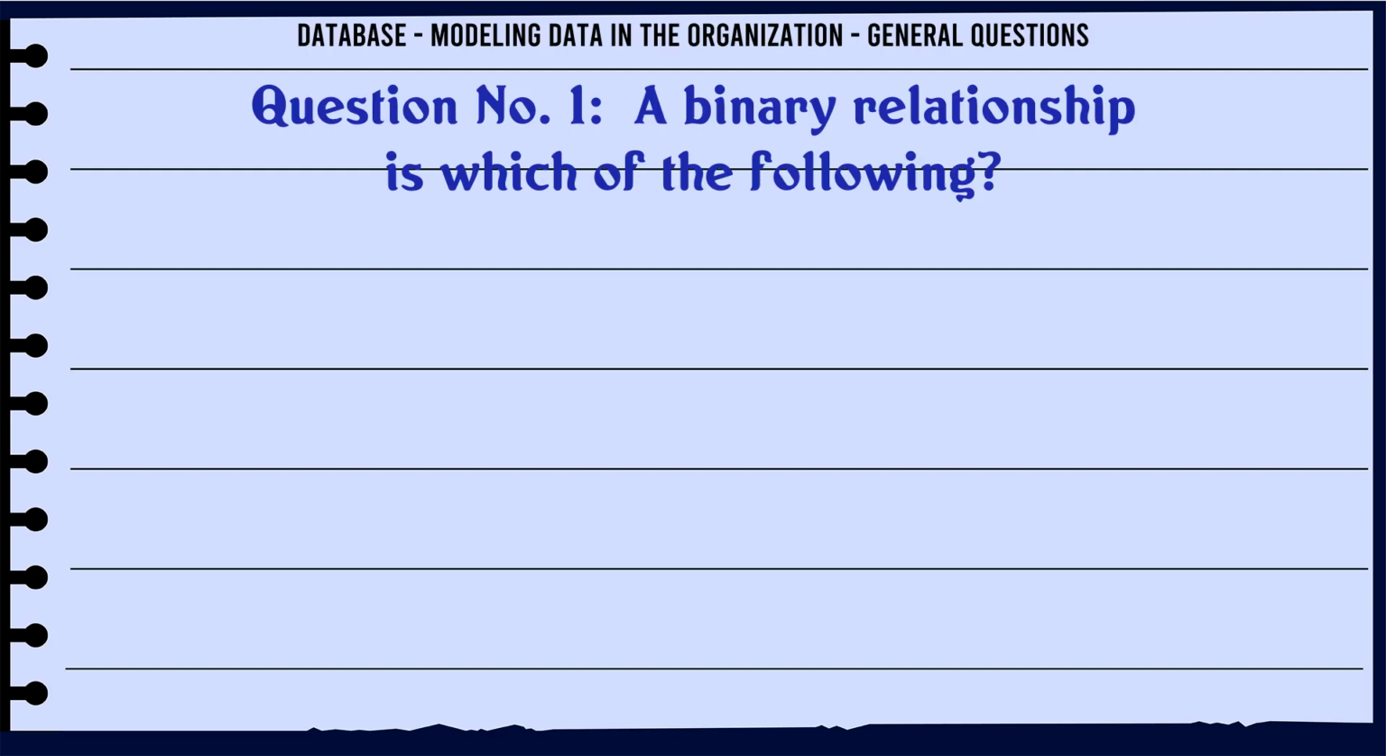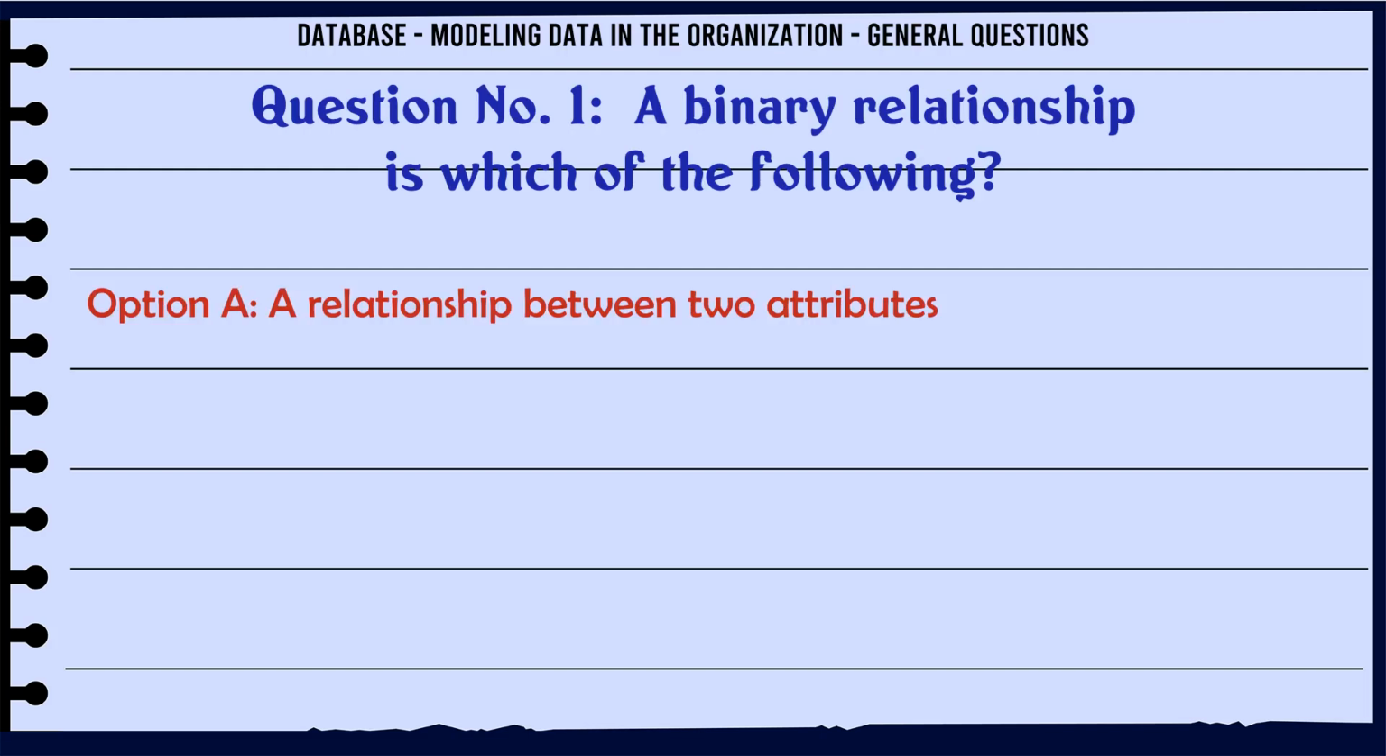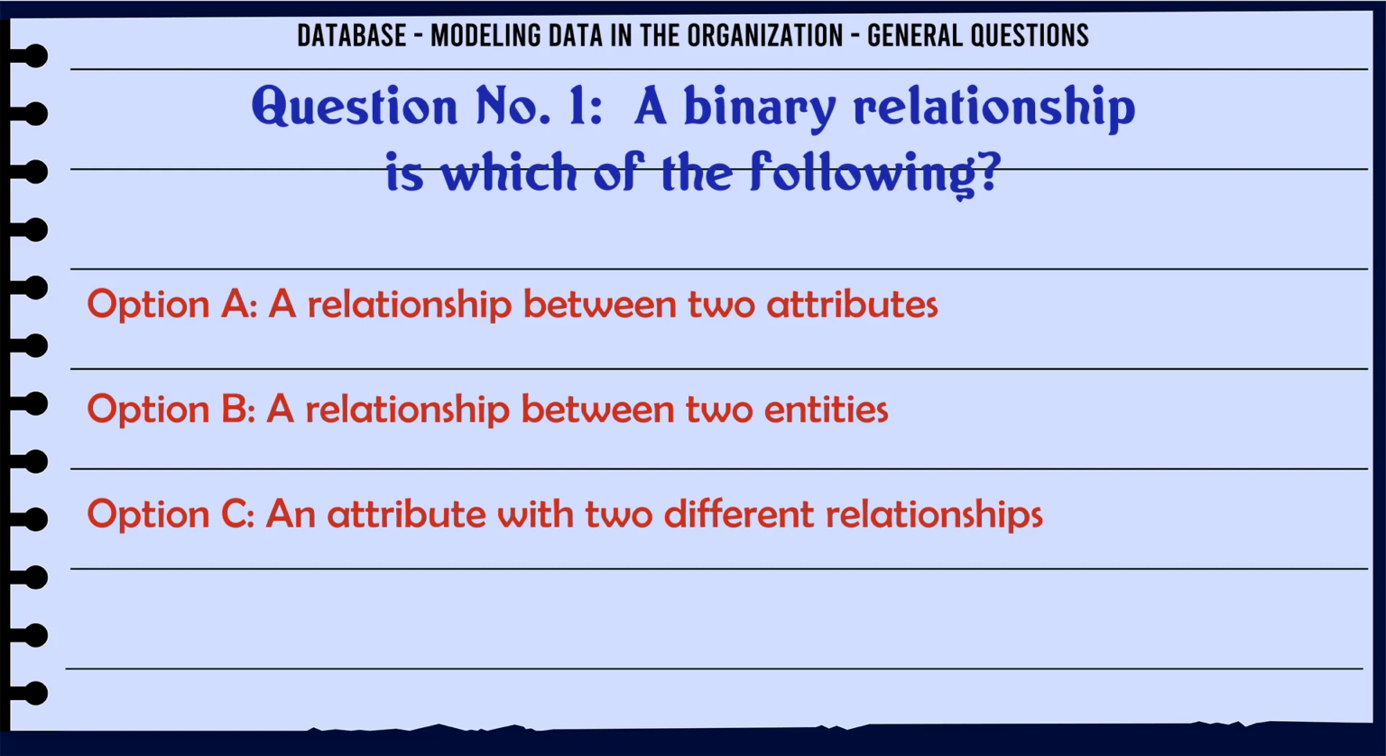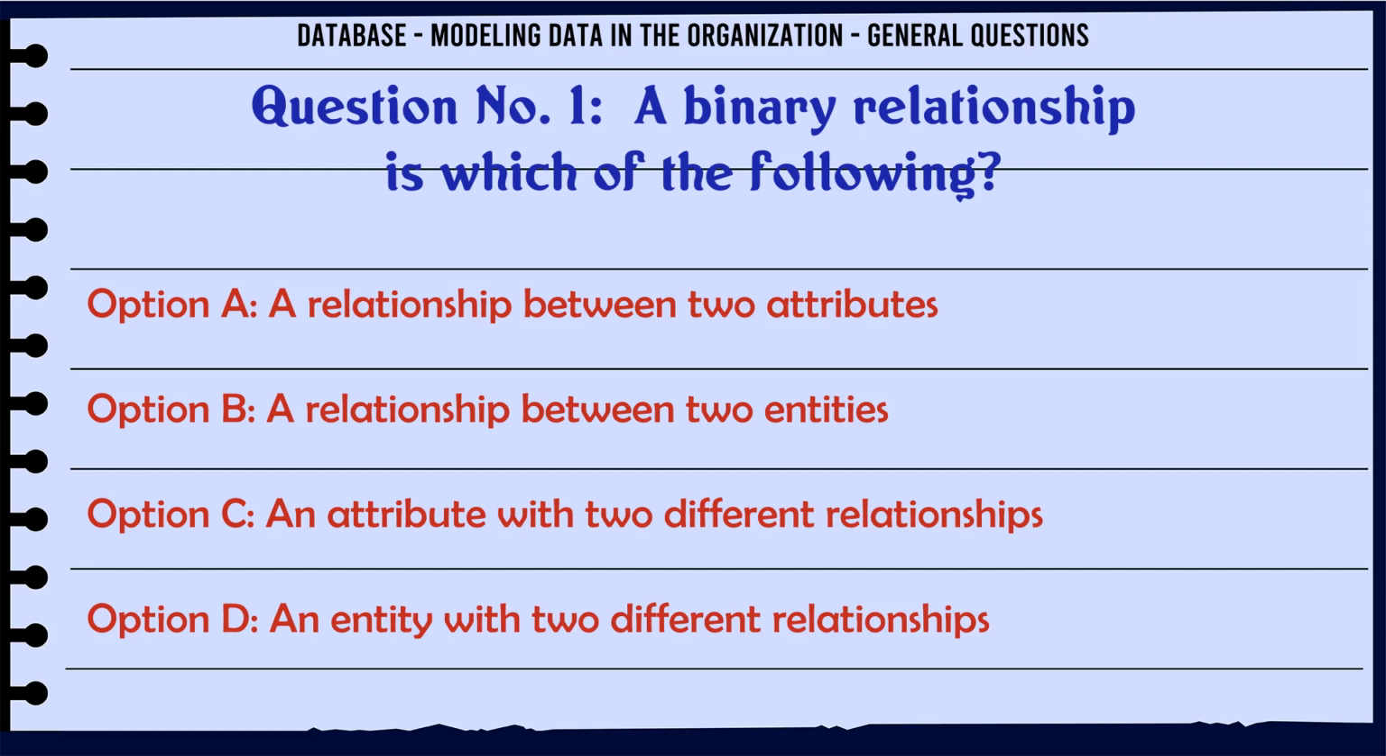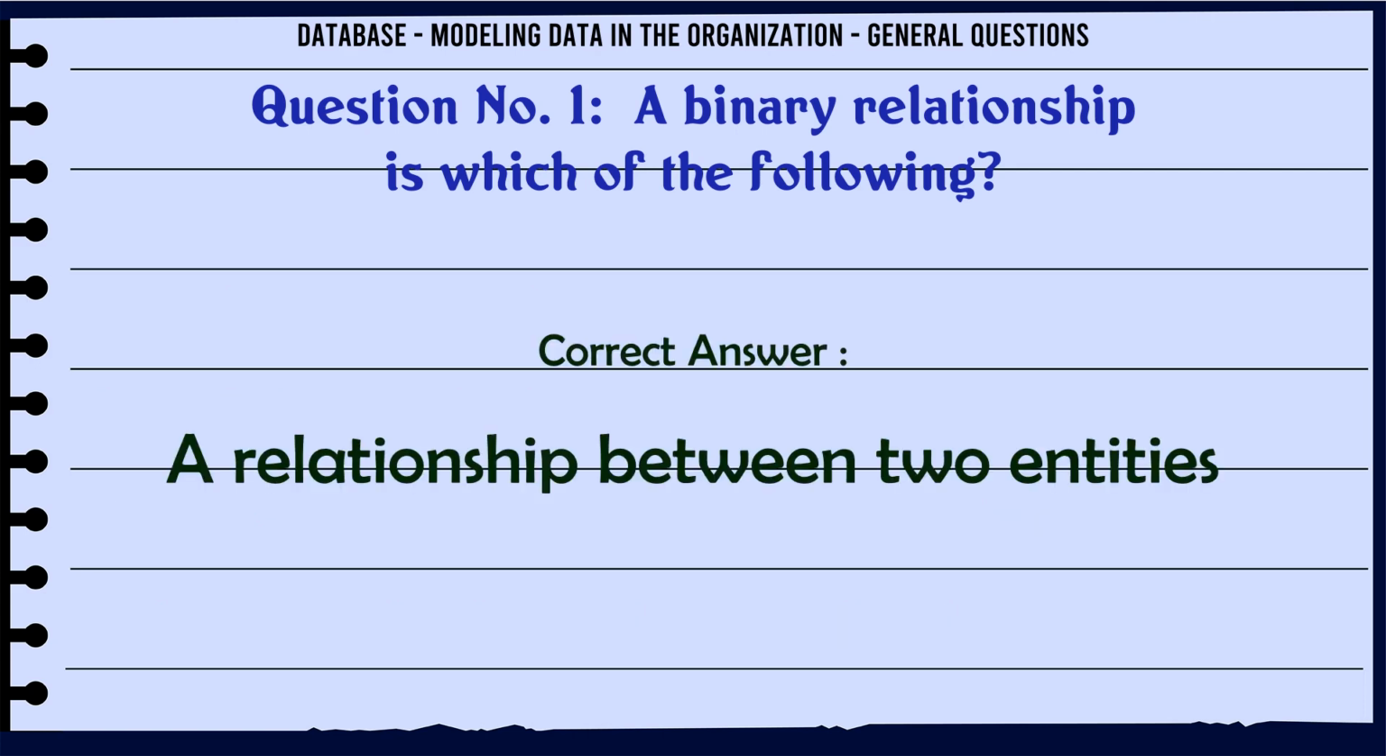A binary relationship is which of the following? A. A relationship between two attributes. B. A relationship between two entities. C. An attribute with two different relationships. D. An entity with two different relationships. The correct answer is a relationship between two entities.